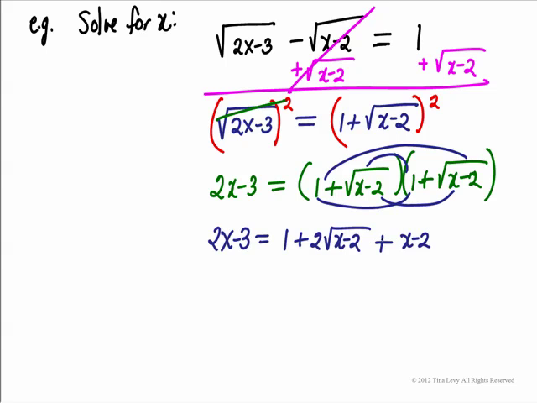I write this and I'm going to combine like terms on this right side. We have 2x minus 3, and I'm going to put the x term first. I have x, then I have a 1 and a negative 2, so it's minus 1, and then I've got 2 of these radicals.